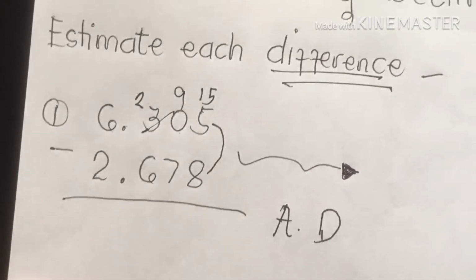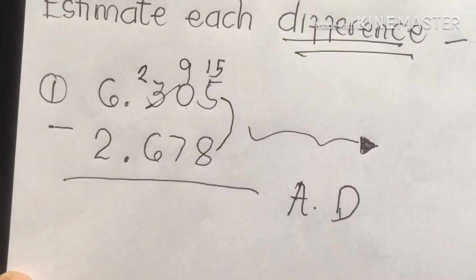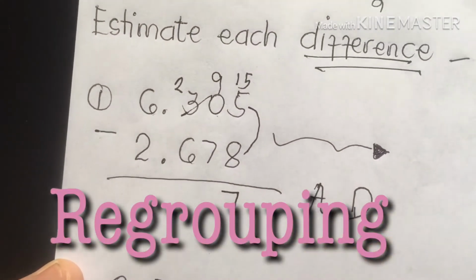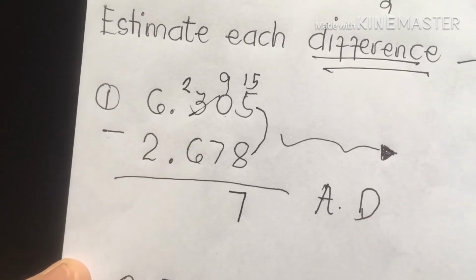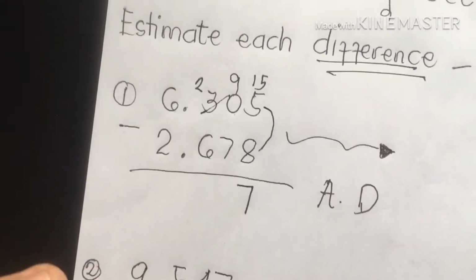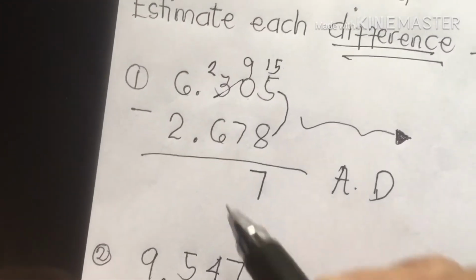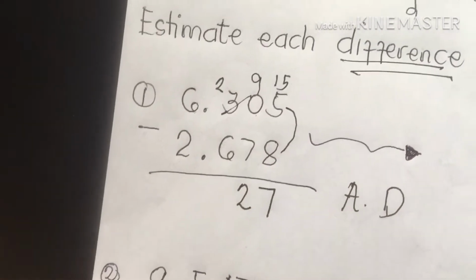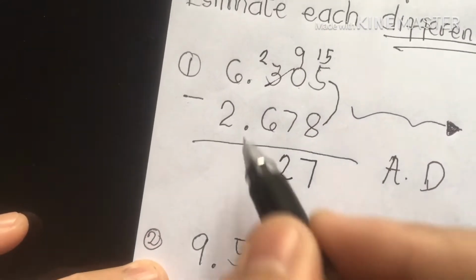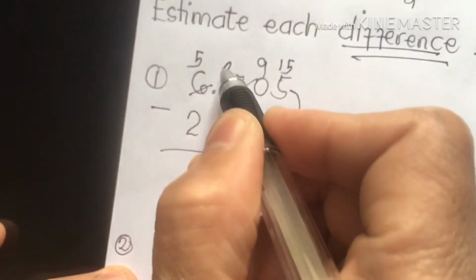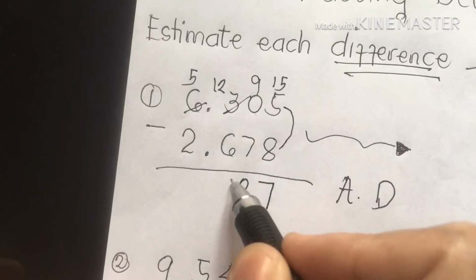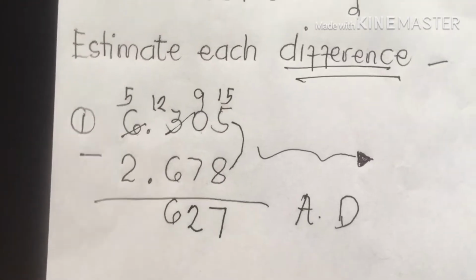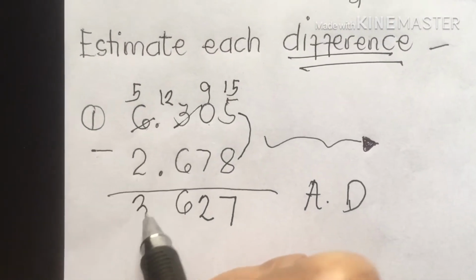Okay, that's it, class. Now we are going to subtract 15 minus 8. The answer, class, is 7. That's right. 9 minus 7: we're going to count starting from 7 until you reach 9, so we write 2. 2 minus 6 cannot be, class. Remember, 2 will borrow from 6. 6 becomes 5 and 2 becomes 12, right? 12 minus 6, class, we're going to write down 6, because 6 plus 6 is 12. Now 5 minus 2, we have 3.